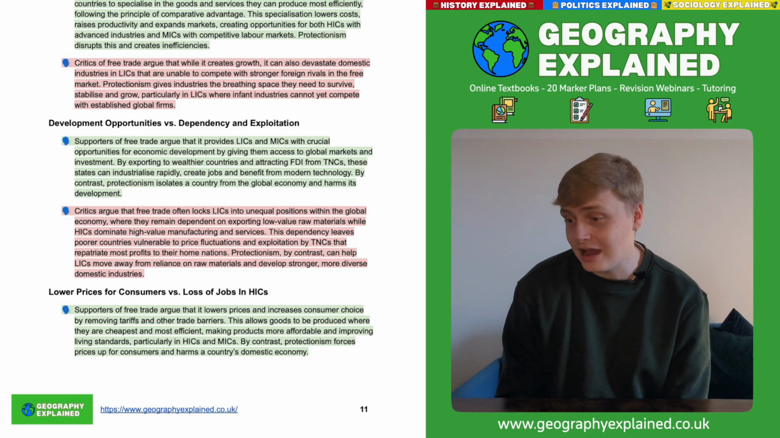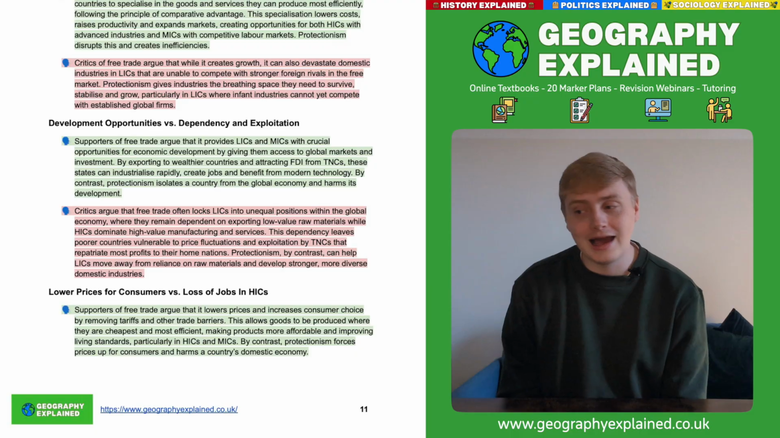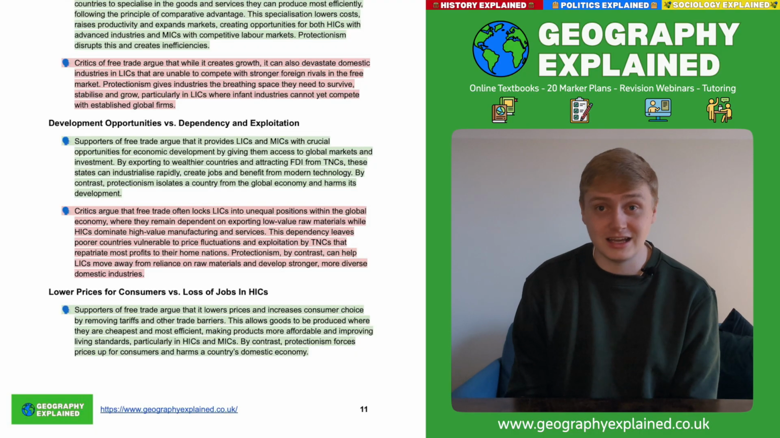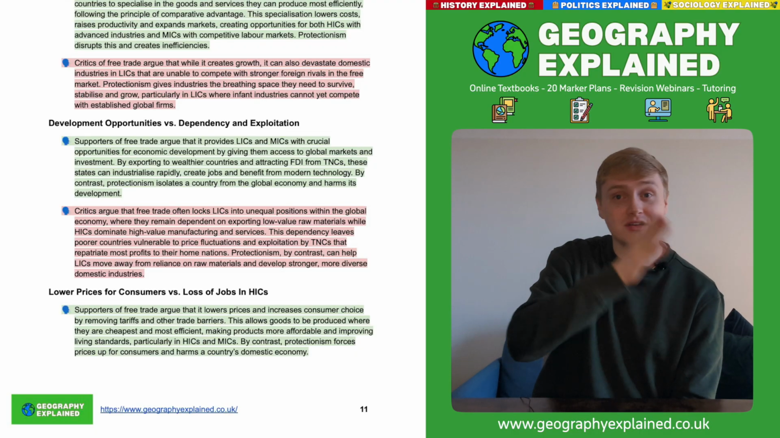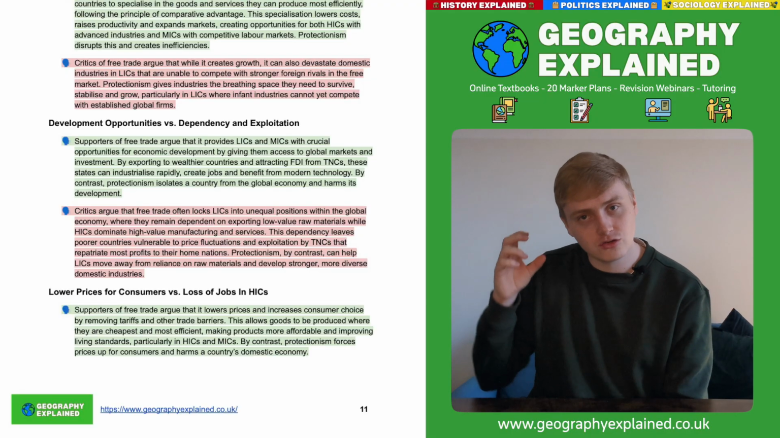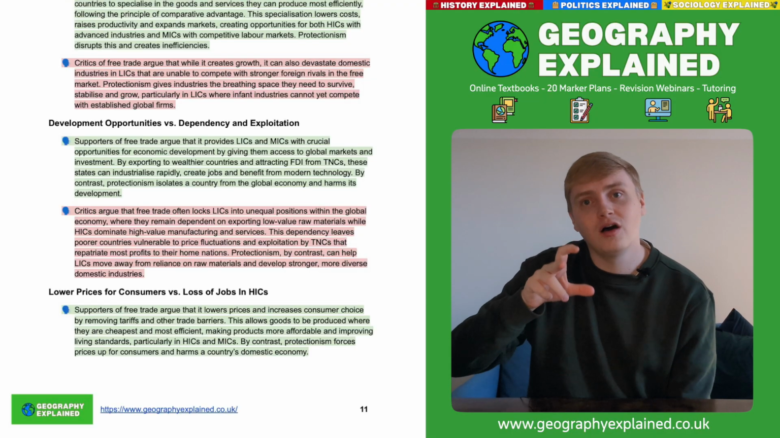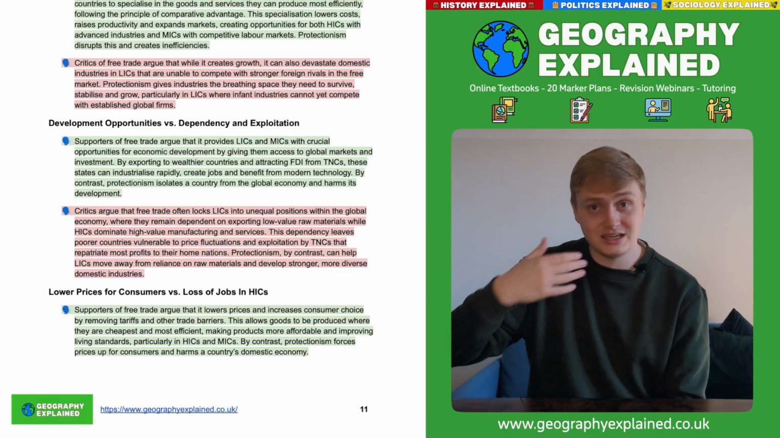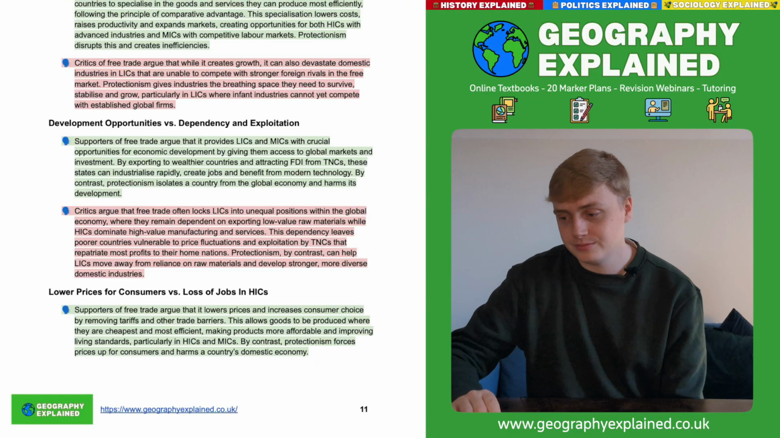By removing tariffs and other trade barriers, it allows goods to be produced where they're cheapest, and consumers can just buy whatever's cheapest and highest quality from anywhere. So it really increases consumer choice, particularly for consumers in high-income countries and middle-income countries.